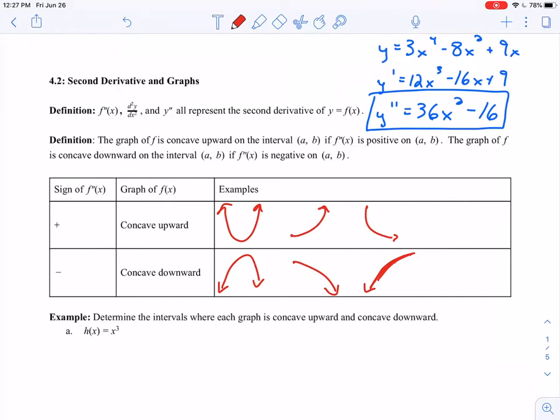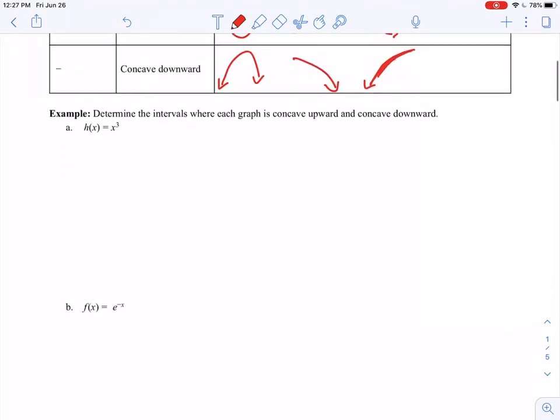But this is kind of how we're going to determine where our graph is concave upward and concave downward. We're going to look at the second derivative, just like we did with the first derivative. So a lot of the methods you're going to see in this section should feel very, very familiar to what we did in 4.1. We're just extending them now to talk about the second derivative, and it tells us a new piece of information. So we're going to look at a couple of examples here.